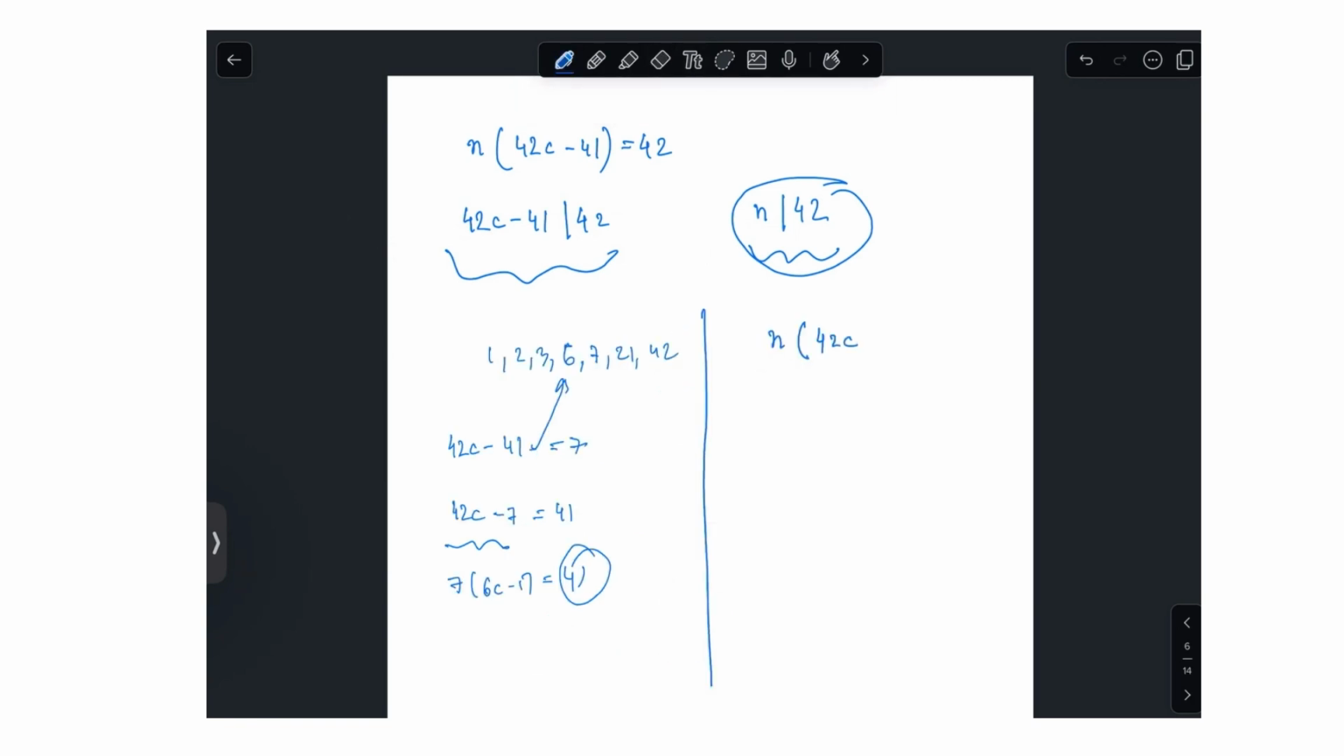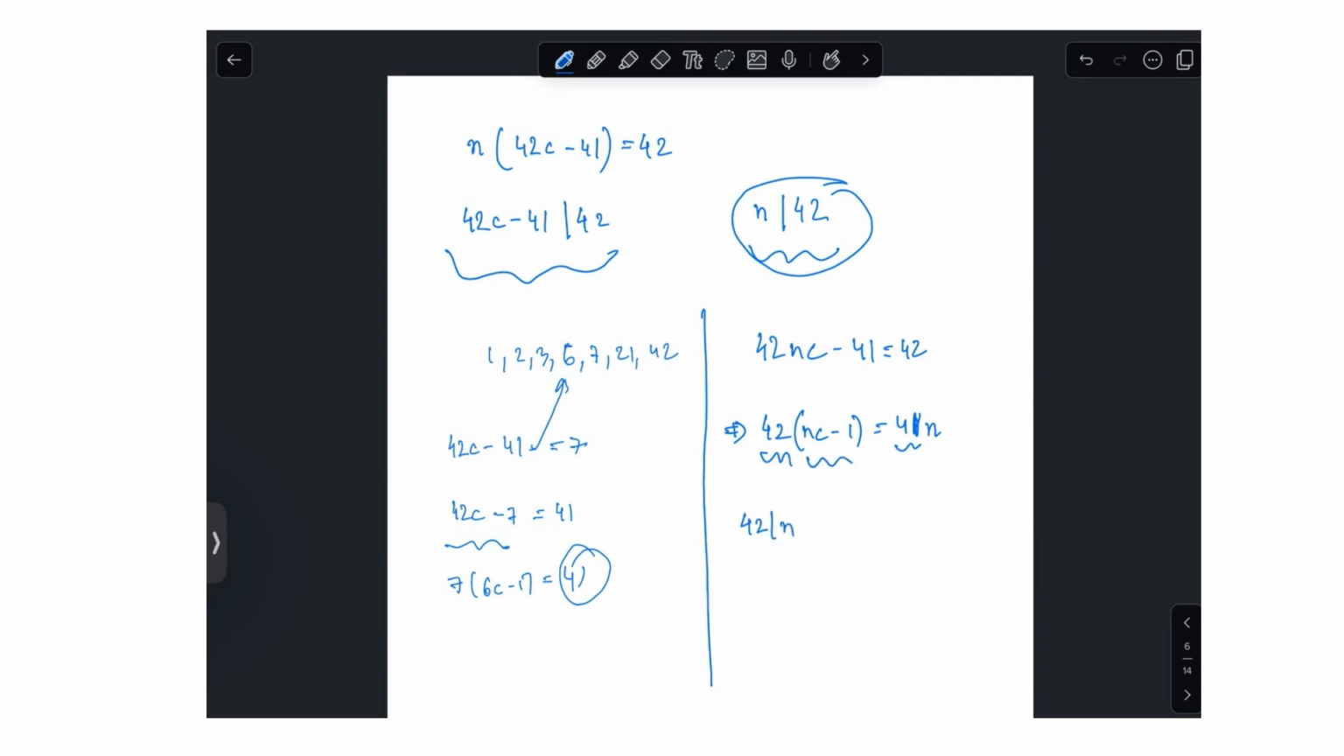42c. So let's break it up because we want to see the aspects of 42. So 42nc minus 41 is equal to 42. So let's take the 42 now together. nc minus 1 is equal to 41. Wow, there it is. So you see the fact that 42 can never divide 41, right? 42 can never divide 41, right? So therefore 42 should always divide n. That we have already got.